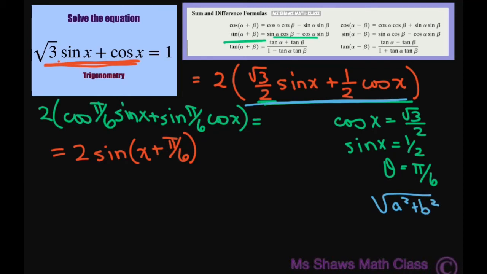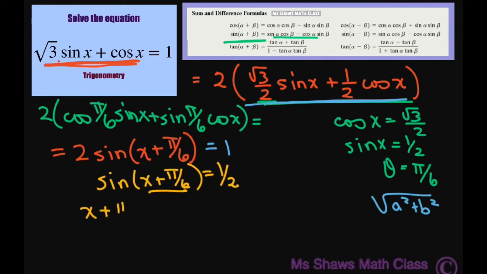But anyway, so now that we have that, we're going to set this equal to 1. So when you divide both sides by 2, you're going to get sine of x plus pi divided by 6 equals 1/2. All right, therefore, if you look at this, we want this to be x plus pi divided by 6 equals.